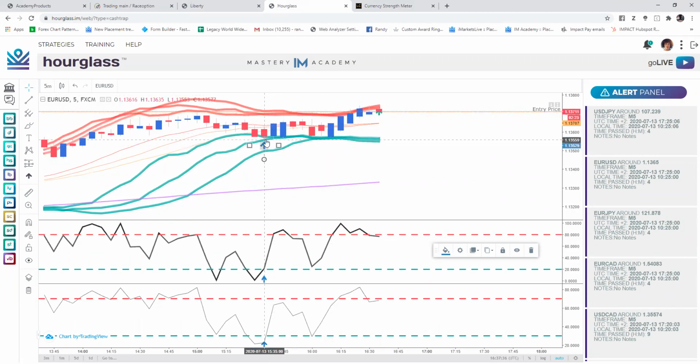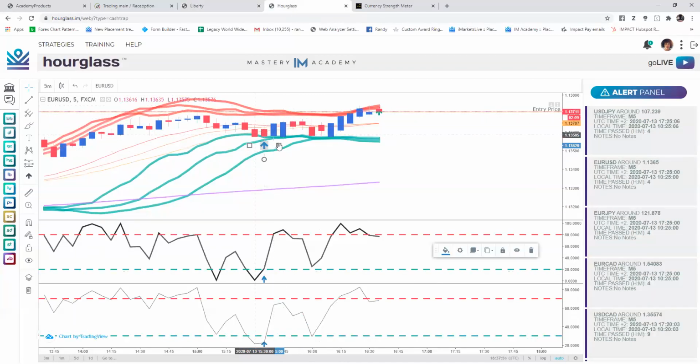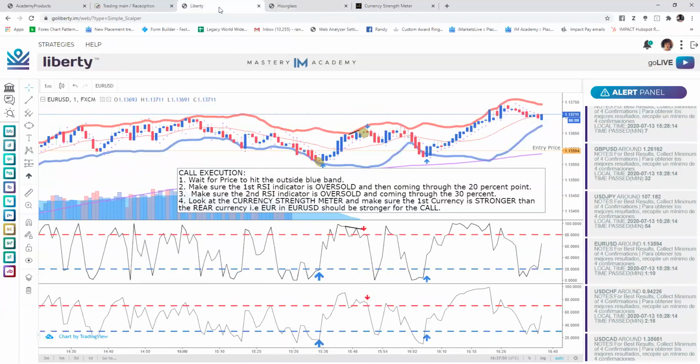So you're going to see an arrow that shows up just like this. And this is where we say, I like to call it double trouble. Okay, got that from someone here. And so you're going to look at the same exact thing. As long as we have our arrow that's pointing up and we have our indicators already on Liberty, the only thing we care about on Hourglass is that we get the arrow. Okay, the rest of the indicators we're working off of our Simple Scalper.